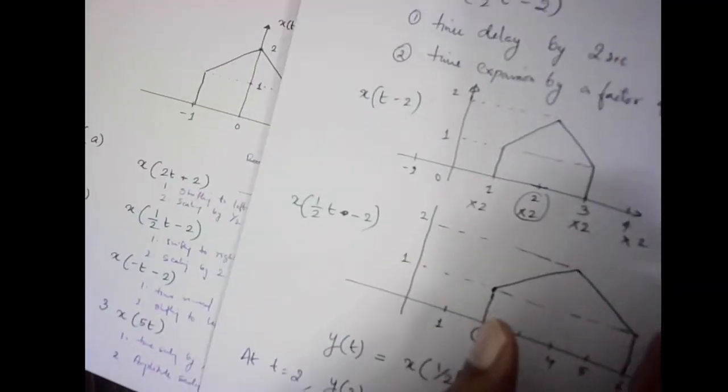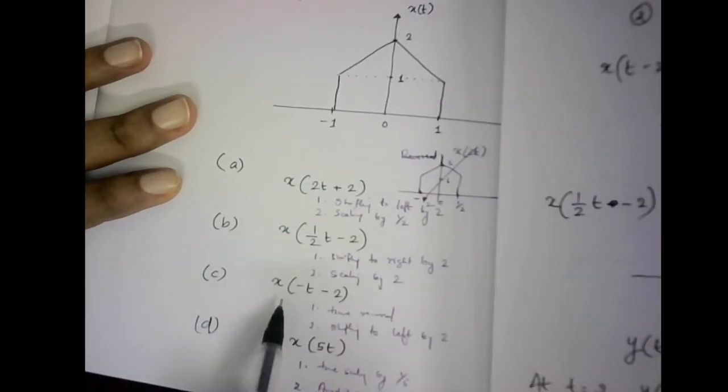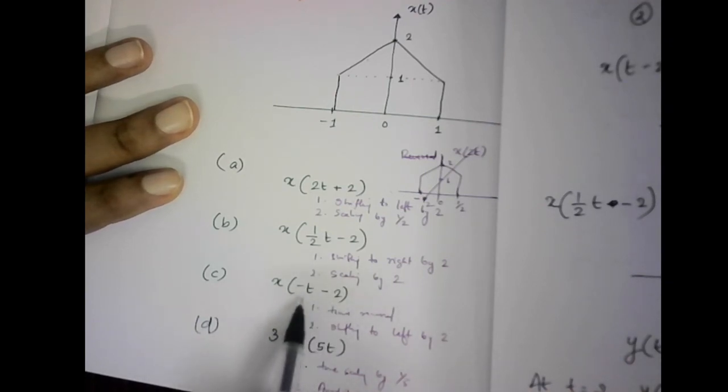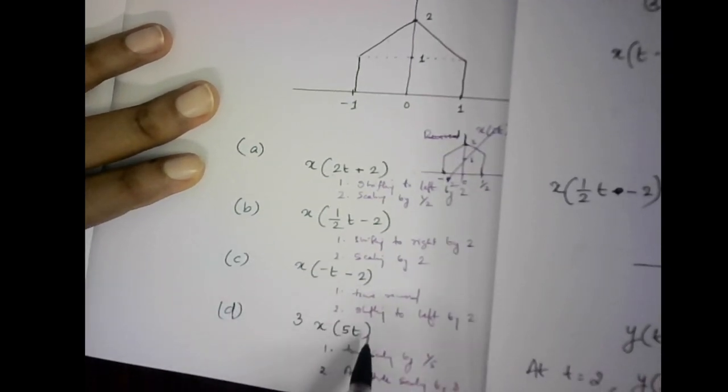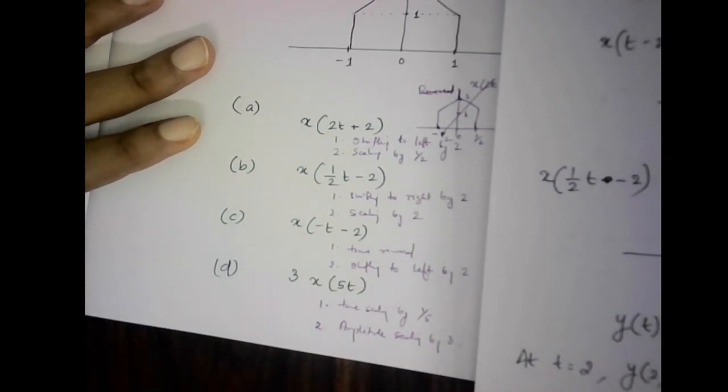Now please try to complete the remaining two as well. X of minus t minus 2. Here there are two operations. One is the time reversal operation, and then you have to shift by 2. And 3 into x of t by 5. Here you also have two operations. One is the time scaling operation by a factor of 1 by 5. First you need to do the time scaling operation, then the amplitude scaling by a factor of 3.